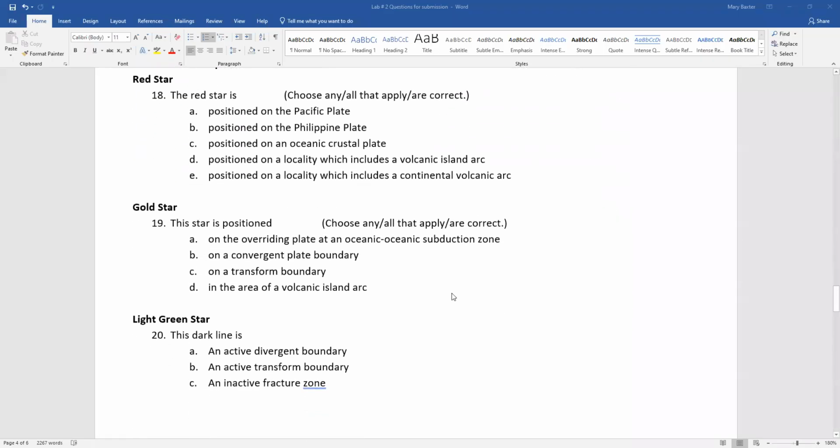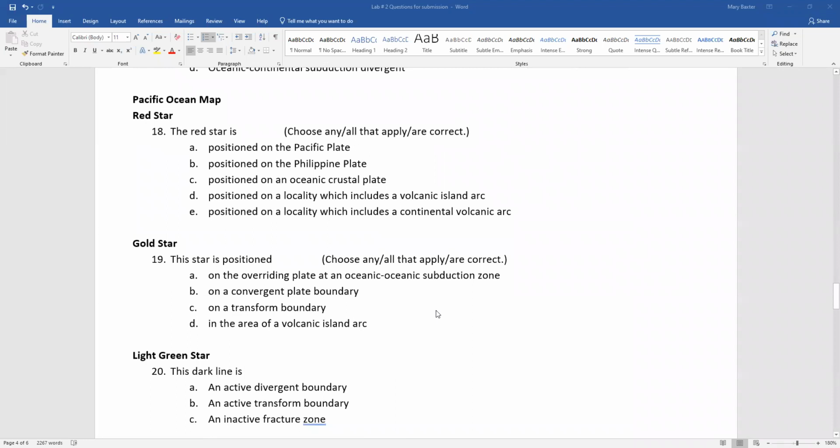All right, now we're going to move on to the Pacific Ocean. The red star that we're going to look at in the Pacific Ocean is, what plate is it positioned on, what kind of plate is it positioned on, and what kind of a volcanic arc does it have? Is it a volcanic island arc or is it a continental volcanic arc? Okay, so let's go take a look at the red star in the Pacific.